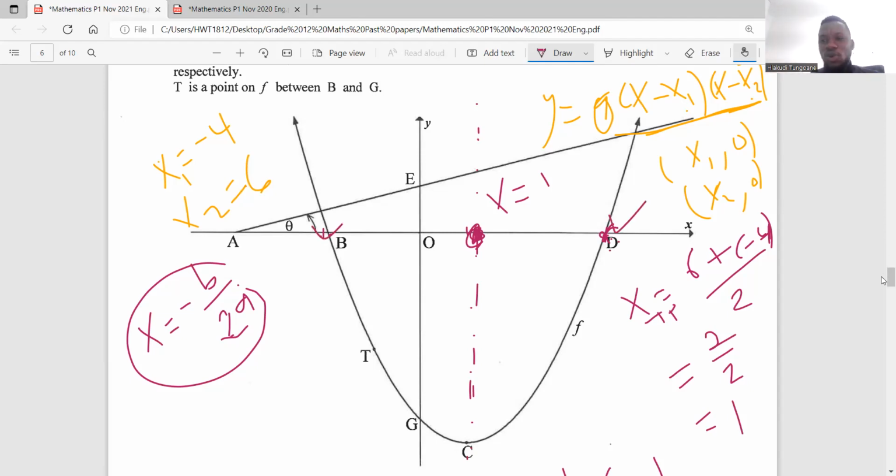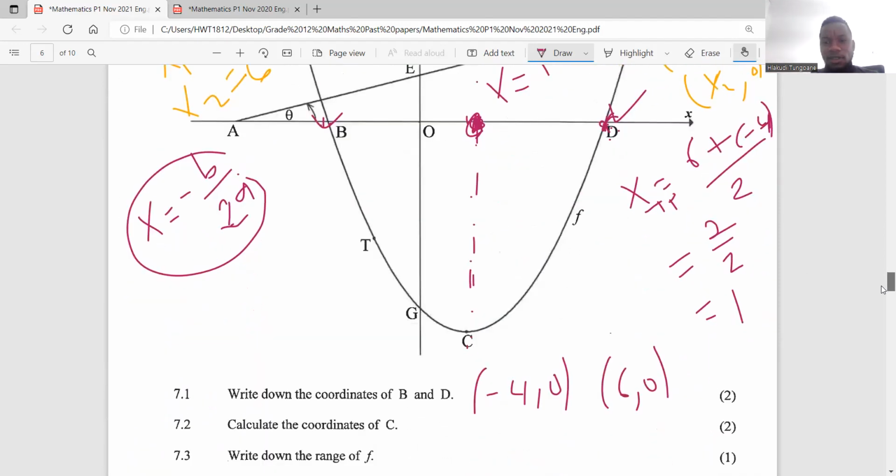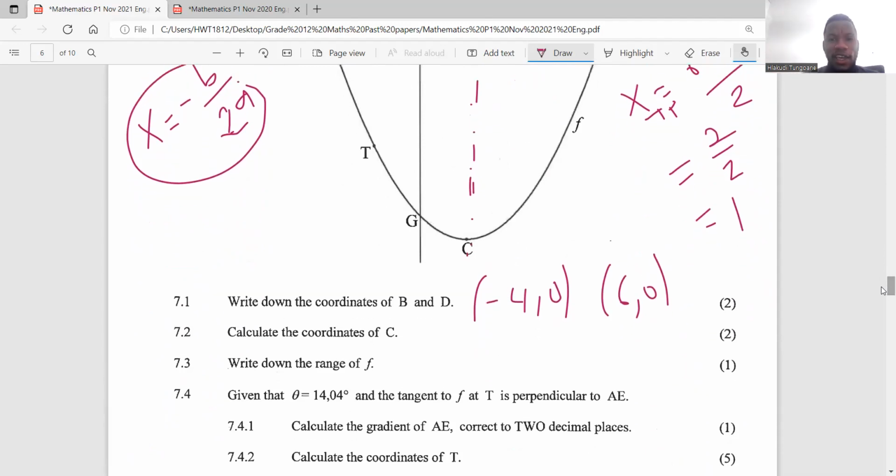Otherwise, the long way, which I don't recommend, is to expand the formula and write it in standard form, ax squared plus bx plus c, and from there apply this formula. You're still going to get the same answer, but this is the quicker way when you are given the x-intercepts.